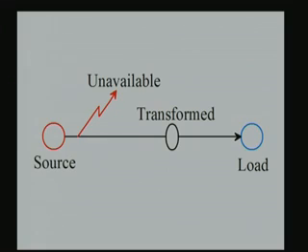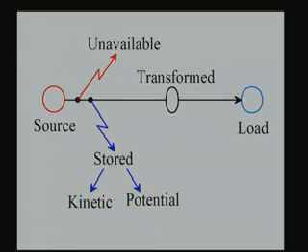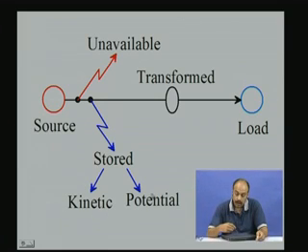There is something else that can also happen to this energy in the process of moving from the source to the load. It can get lost. Lost meaning that amount of energy becomes unavailable to the load. Further, this energy can also get stored, and it can get stored in two forms: the kinetic energy or the potential energy. These are the only two forms that it can get stored.